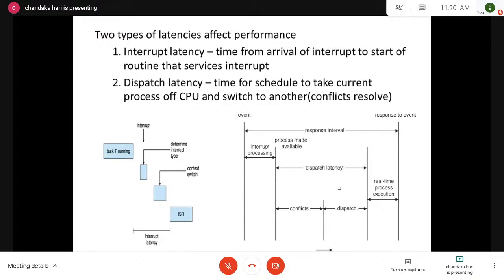Suppose while running a task, you got an interrupt, and they asked you to service the interrupt within 10 milliseconds. But the time taken for determining the interrupt, the time taken for context switch, and the time taken for running the ISR is more than 10 milliseconds. I cannot do it. This is acceptable only if the response time is within acceptable limits. Otherwise, I cannot do it.